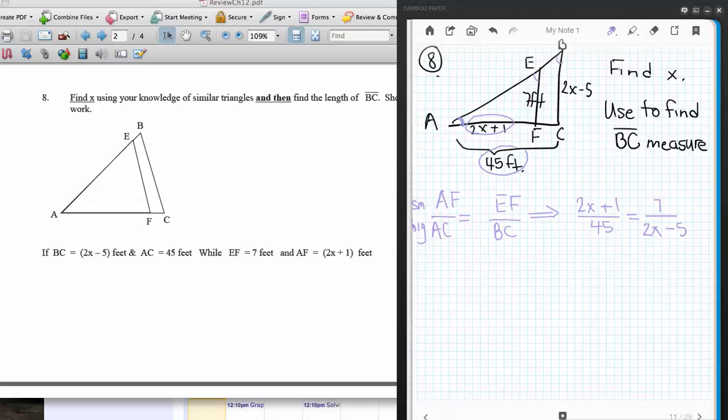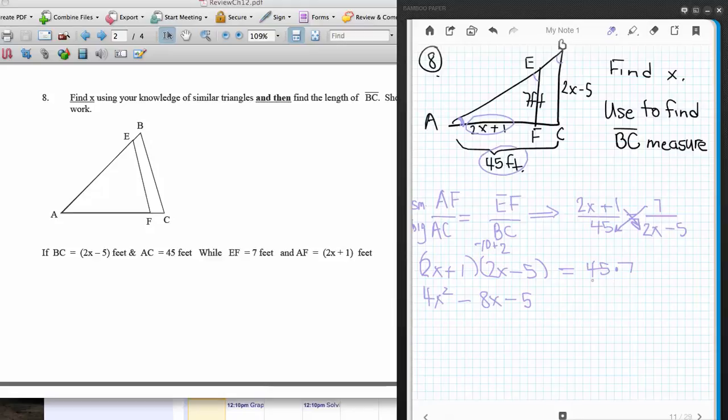So now we're going to use proportions. Cross products are equal, so cross products are equal. So I have 2x plus 1 times 2x minus 5, and then I have 45 times 7. So we have 4x squared, and then I have minus 10, and I have plus 2. So that's going to give me minus 8x, and then 5 times negative 5 times 1.